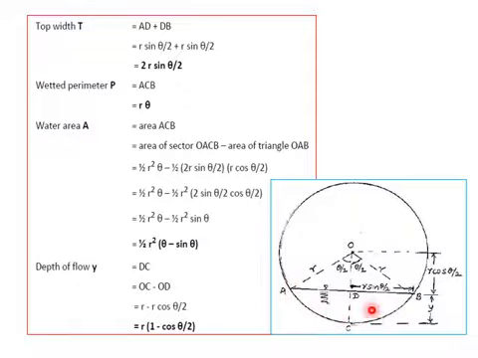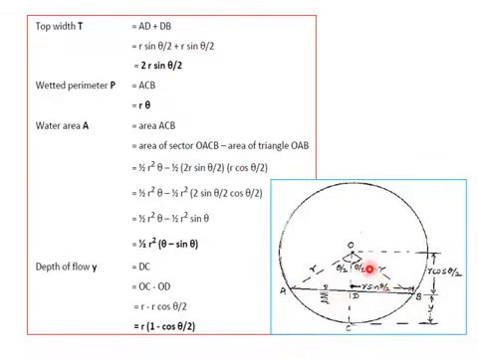Similarly, what is water area? Water area is the cross-sectional area of flow, taken perpendicular to the direction of flow. Therefore the area ACB gives the water area. This is this area. So you can take the sector OACB minus the triangle, which gives this area. The complete sector area minus the triangle gives this area.